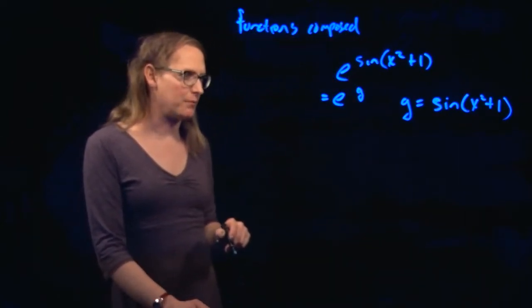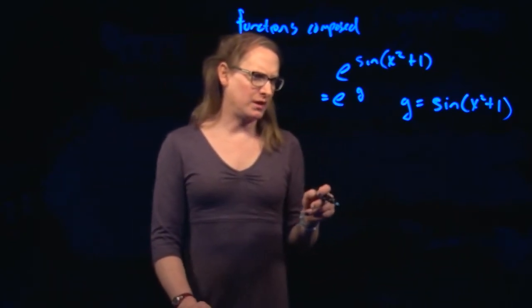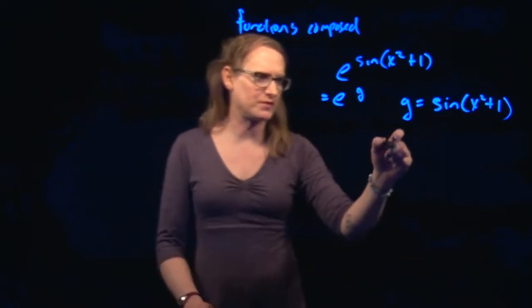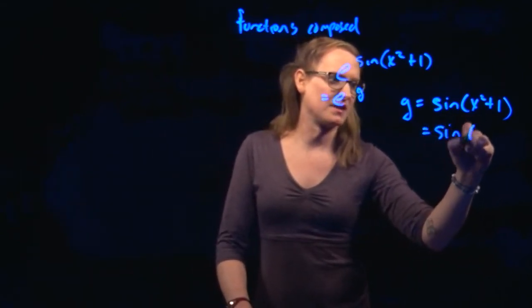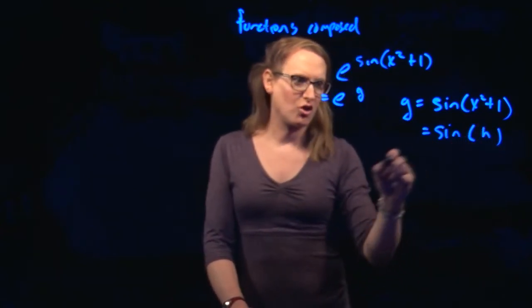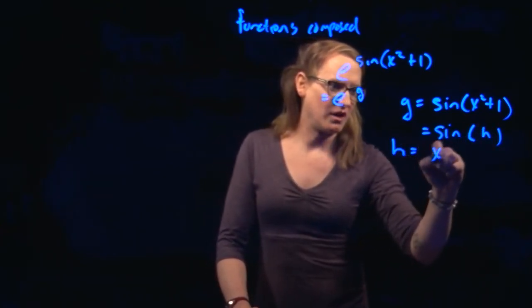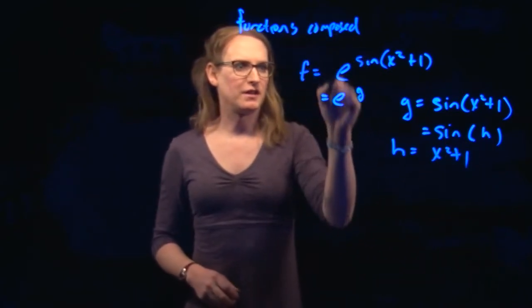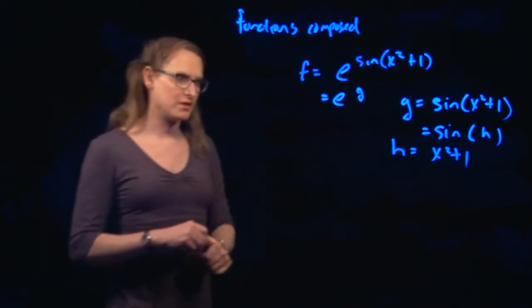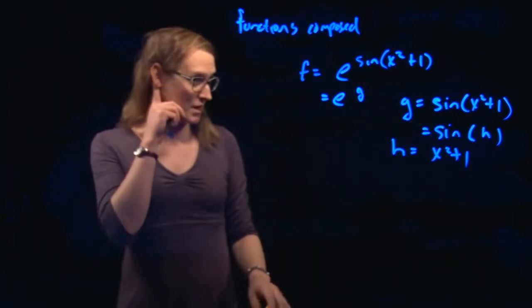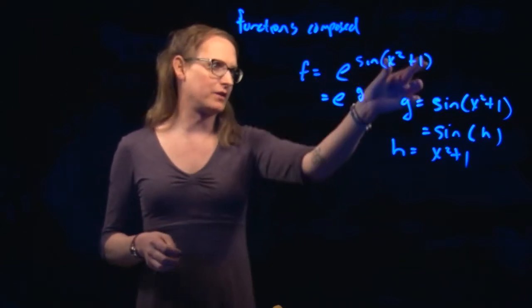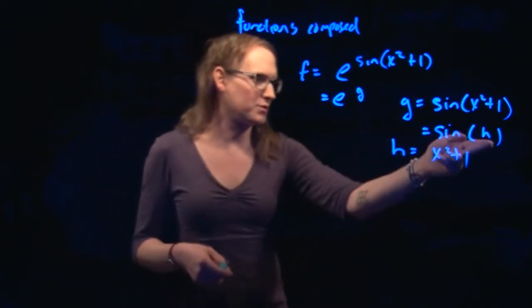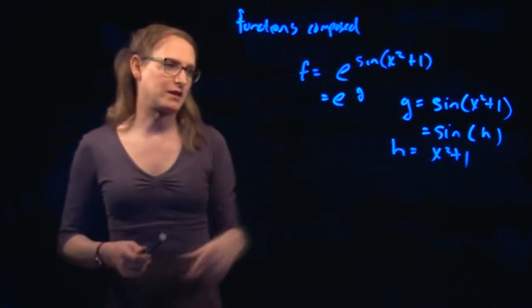Okay? And we're going to need to keep going and realize that this is the composition of some things. That's the same thing as sine of h, where h is equal to x squared plus 1. So I've got f is equal to e to the sine of x squared plus 1. g is sine of x squared plus 1, the next level in. And finally, the innermost function is h in this case. So the nesting is 3 deep. If you were to compose back in these functions, you would get back the original f.